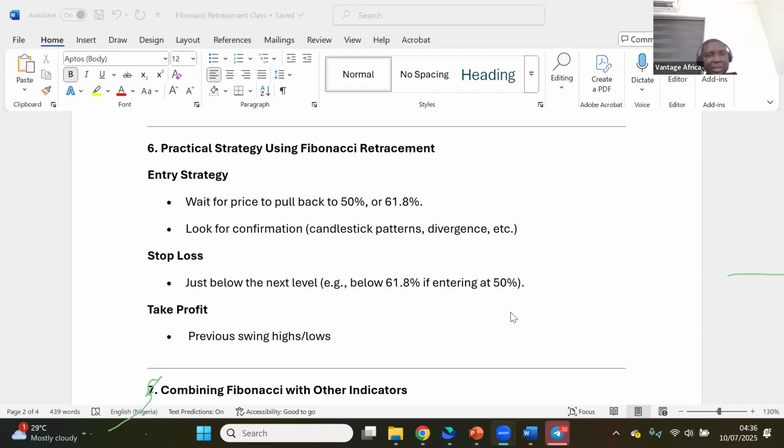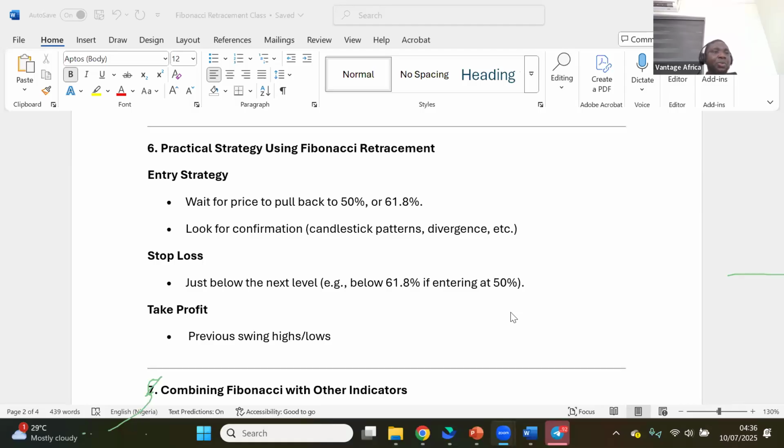Then stop loss level. This is how you enter. Once you have seen that, you pull your trigger for a buy or sell. Now, when it comes to stop loss, where do you place your stop loss? Let's say you make a buy trade. You place your stop loss at a level below that 61 level, because that's where you expect price to reverse from. So your stop loss should be hidden behind the 61 level.